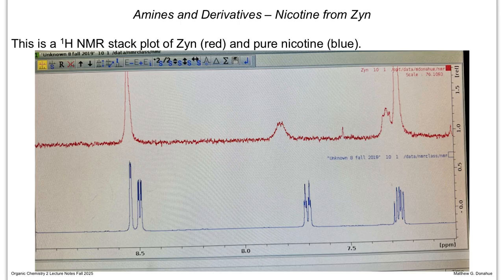And so a colleague of mine had a pure sample of nicotine from Sigma Aldrich, and I ran that on the NMR and just stacked it with the thing from the Zyn. So you can see these two. So now we have 1, 2, 3, 4 signals. They just overlap because the other stuff in there is causing them to kind of coalesce. So we have 2, then the 1, and then the 1.